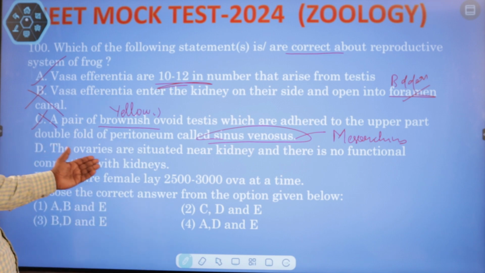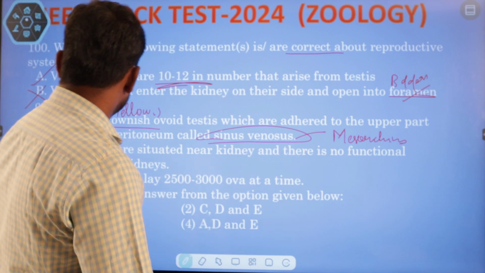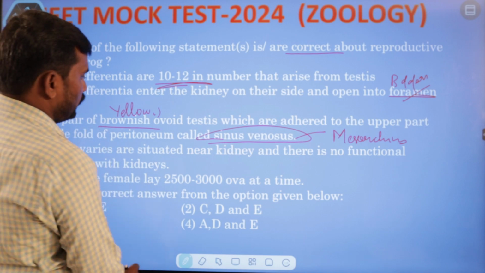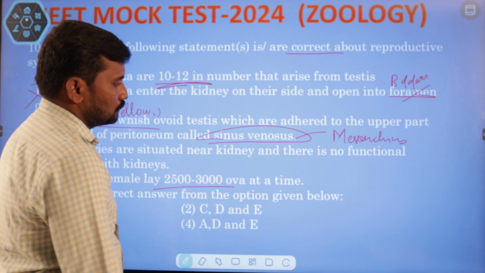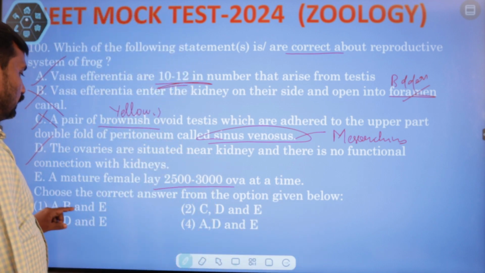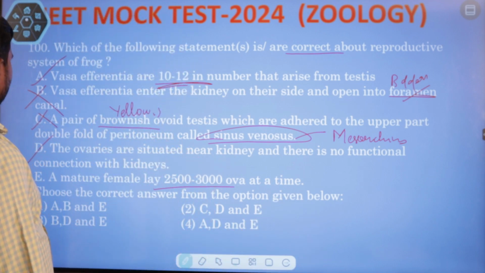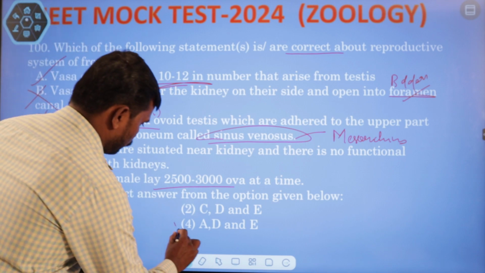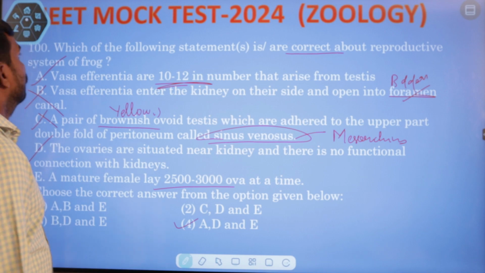The ovaries are situated near the kidney. There is no functional connection with the kidney. That is correct. A mature female is able to lay 2000 to 3000 ova at a time. So the correct answer is A, D and E. The fourth option is the correct answer, A, D and E.